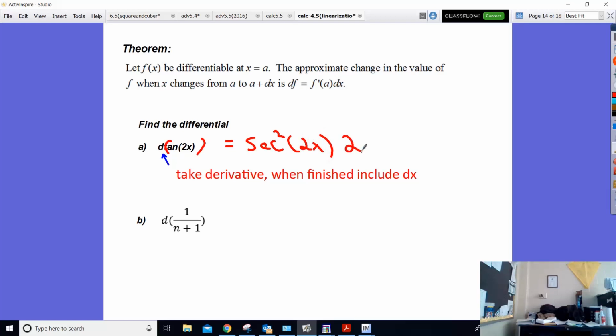There's a handful of y'all that forgot that on your quiz. If the argument of what you're taking the derivative of is somewhat complex, more than just x, you've got to take its derivative as well. It's a chain rule. And we're going to include dx because we did take the derivative of a function of x, and we'll rewrite that to be 2 secant squared of 2x dx. And if you see anything in your homework or on the quiz that just says d, that's what it means you do. You take the derivative and you add dx.